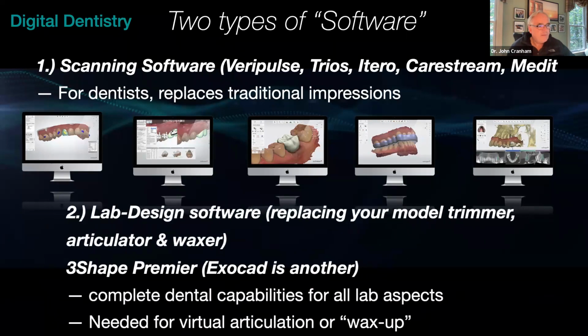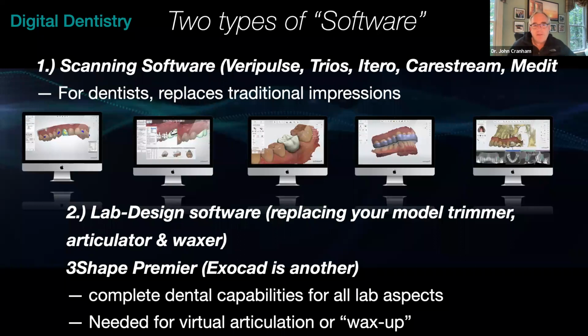Now, the other type of software that is available to us is lab design software. And what I want you to think about lab design software is software that allows us to manipulate the data. I think about it as replacing the model trimmer, the articulator, and the waxing instruments. So all the things that we did to our cast to be able to put it in an environment where we could study the jaw movements and start maybe looking at photographs and visualizing where we're going in space.